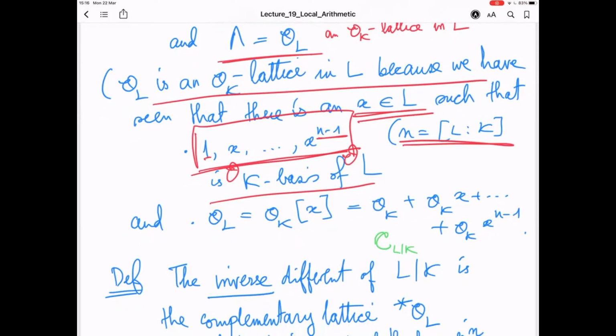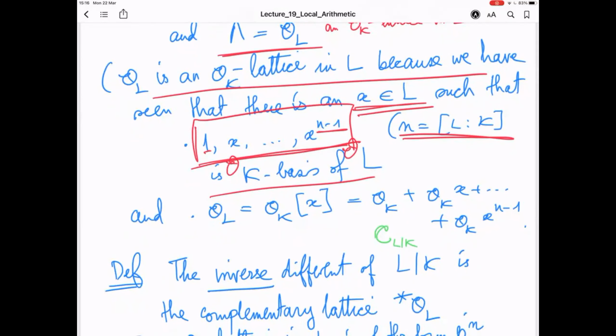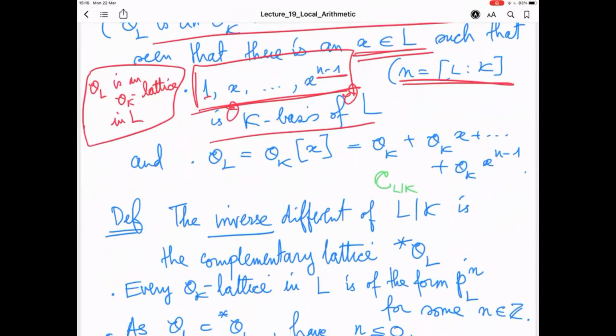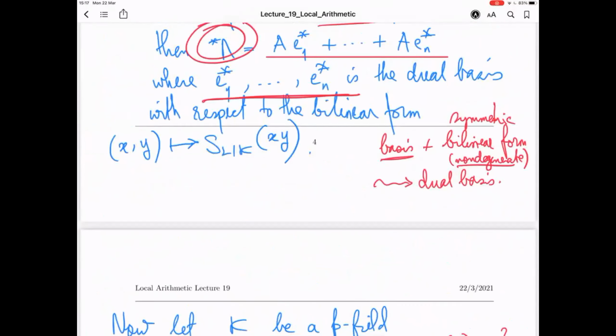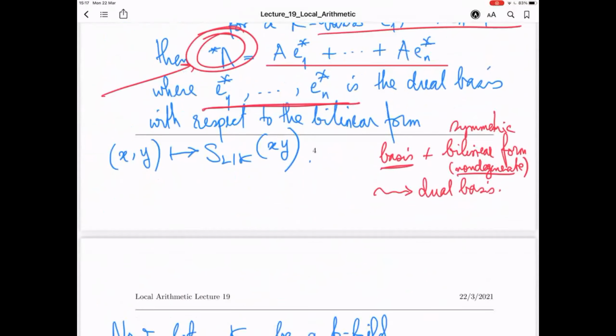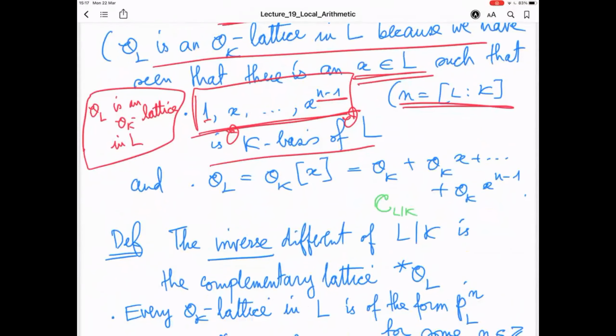So the summary is that OL is an OK lattice in L. This is what we have. Now, we have seen that every lattice has a complementary lattice. So what is the complementary lattice of OL?